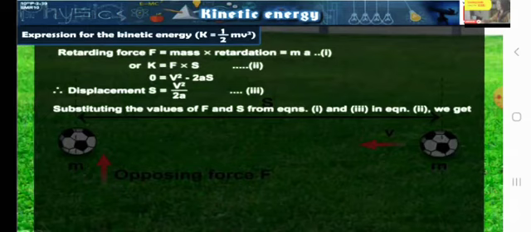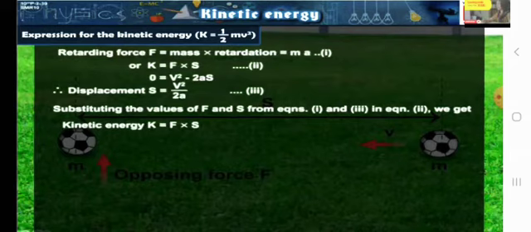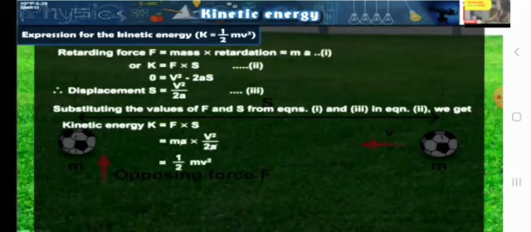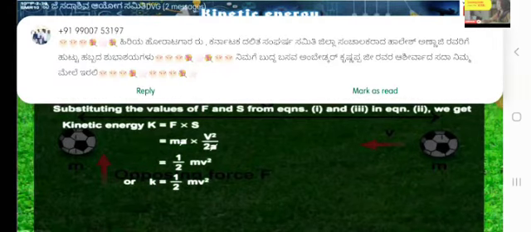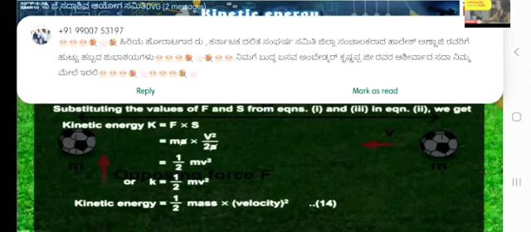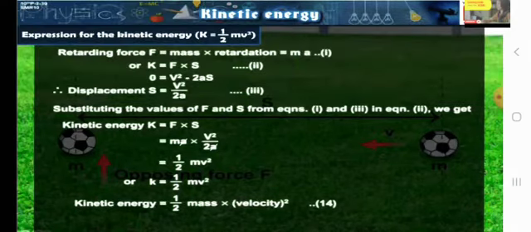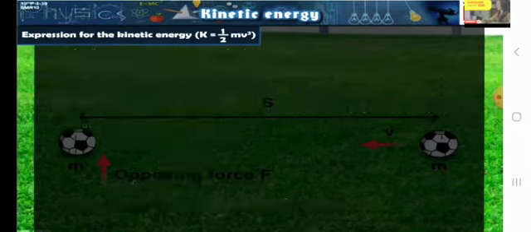Substituting the values of F and s from equations first and third in equation second, we get kinetic energy K is equal to F into s is equal to ma into v square upon 2a, which equals 1 by 2 mv square, or K is equal to 1 by 2 mv square. Kinetic energy is equal to 1 by 2 mass into velocity square. Let this be equation 14.